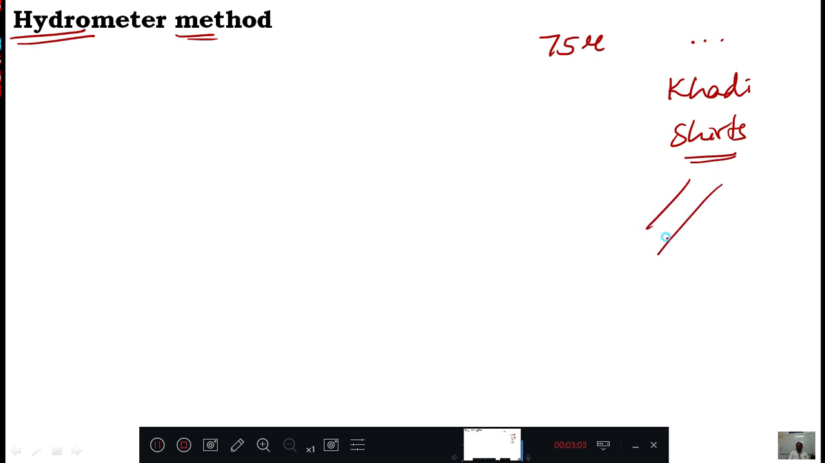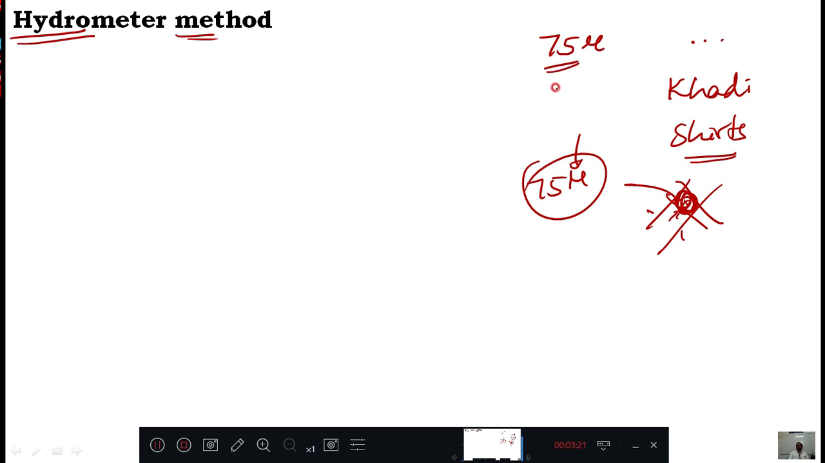hydrometer method. See here, particles which are smaller than 75 micron. 75 micron means a very small size. Do you know khadi? Khadi shirts. The space between the two threads in the khadi, or otherwise the opening in khadi shirts, will be approximately near to 75 micron. From this you can visualize the size of 75 micron.